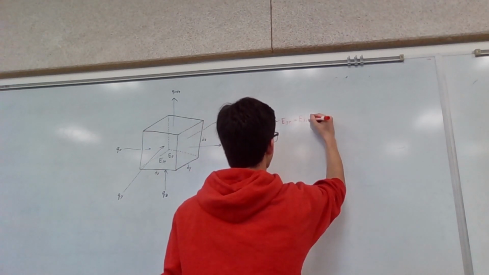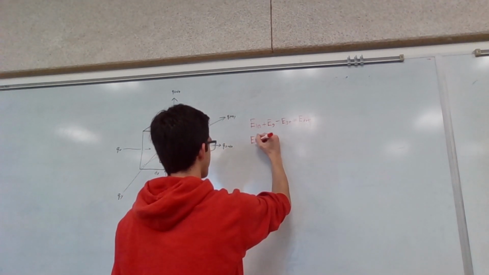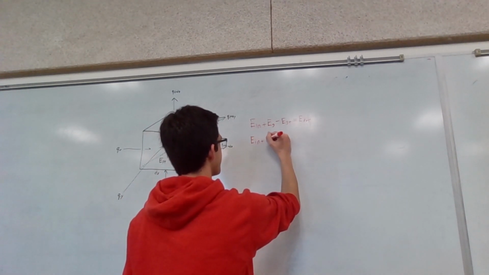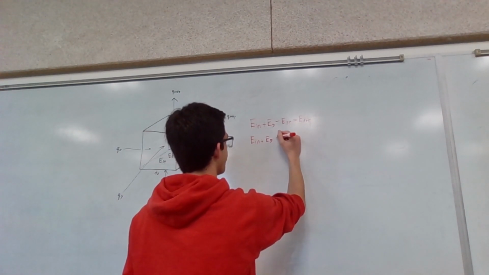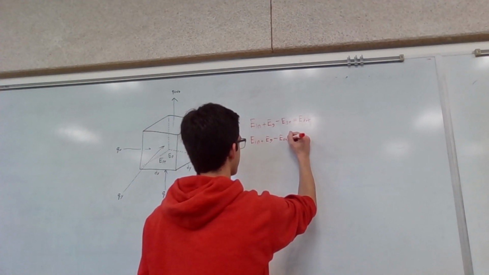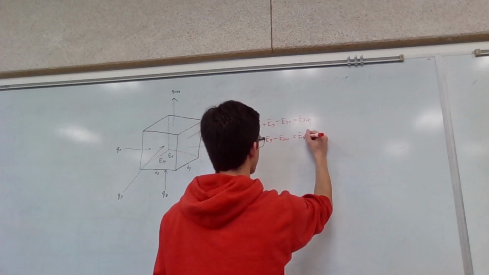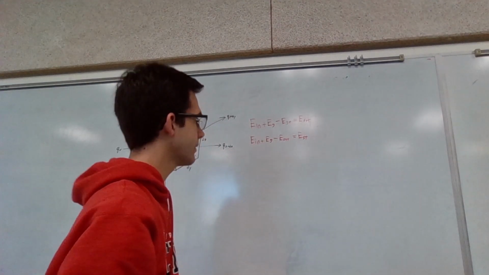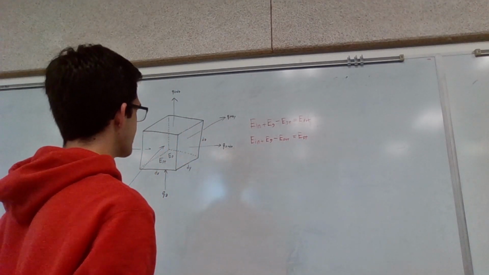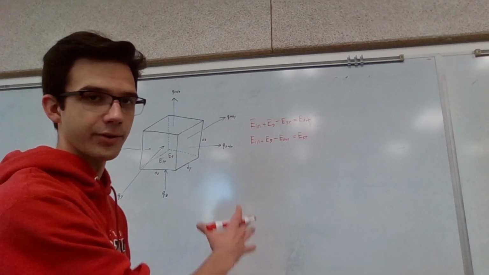Now let's rearrange this. So my energy going in plus energy generated minus energy out, moving it over to the other side, is going to be equal to my energy being stored. All right, so this is our general equation. Now let's plug in the terms we just defined into this equation.